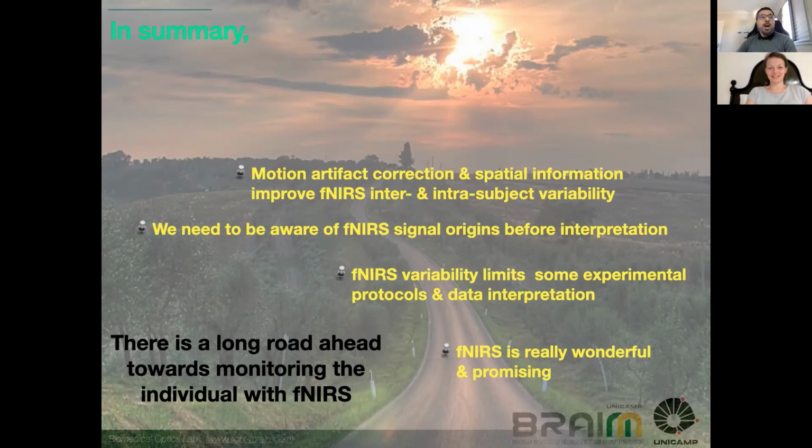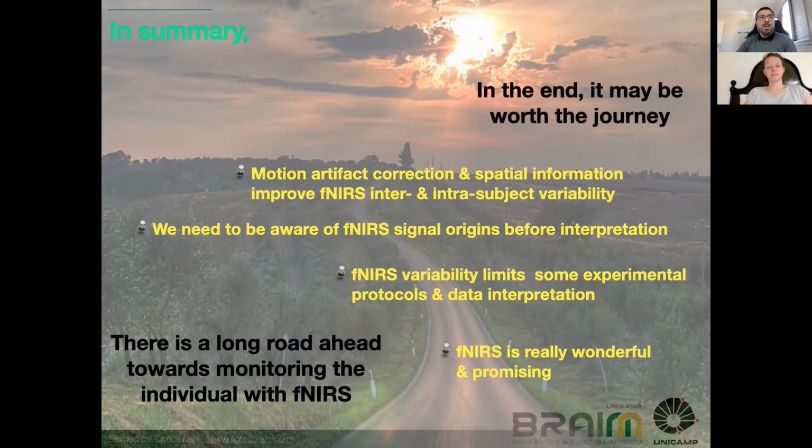However, we should be aware that fNIRS variability limits some experimental protocols and some data interpretation, and we need to be aware of these origins before interpretation of the data. Otherwise, we can misinterpret the data. Motion artifact correction and spatial information can improve both the inter-subject variability and the intra-subject variability. And in the end of this journey, I guess it may be worth the journey. There's a famous saying that life is about the journey and not the final destination.